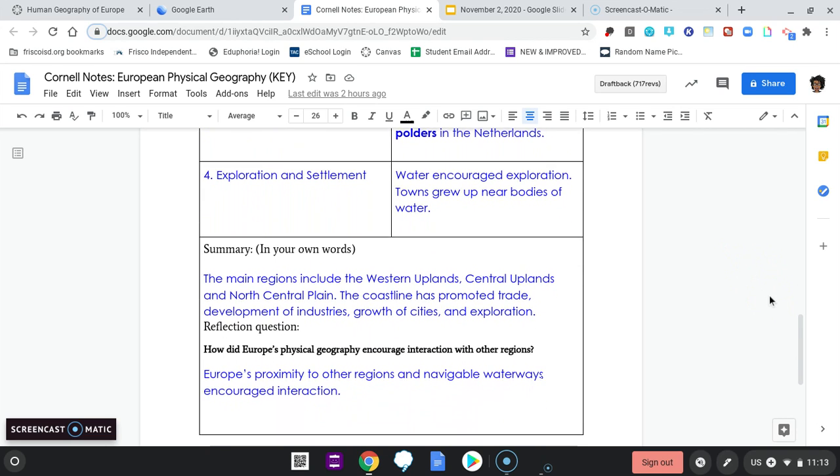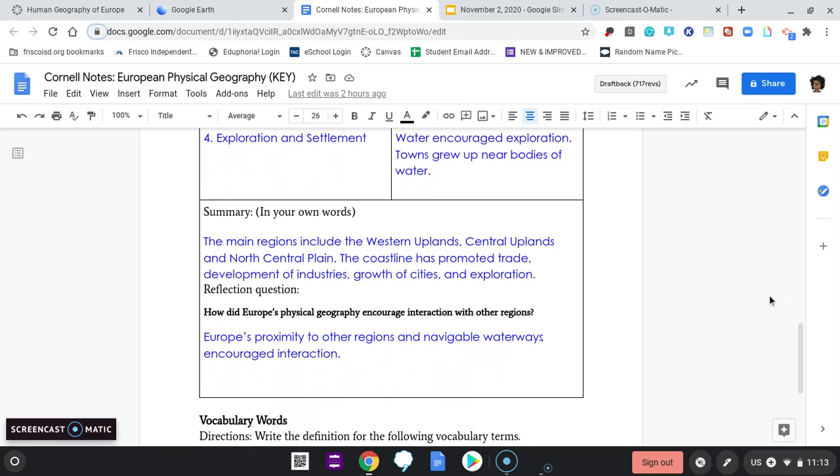I gave you a reflection question that I wanted you to think about. How did Europe's physical geography encourage interaction with other regions? Europe's proximity or closeness to other regions and navigable waterways encouraged interaction.